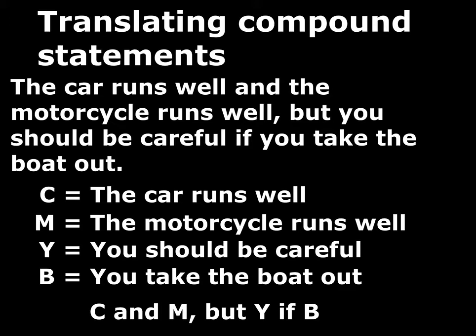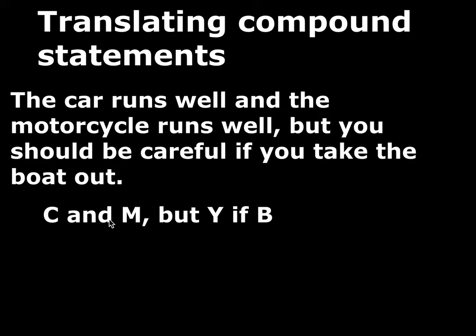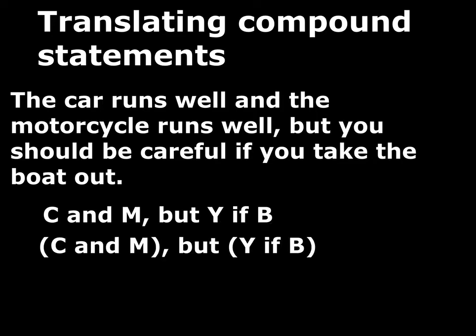I'm just going to get rid of the key here and rewrite that sentence up here. Now we know we left a comma in here, so I know this conjunction is the main operator. This will be the first conjunct, C and M. The second conjunct will be this conditional, Y if B. So I'm going to go ahead and put those groupings there. Use a parentheses, C and M, but main operator, Y if B, second conjunct.